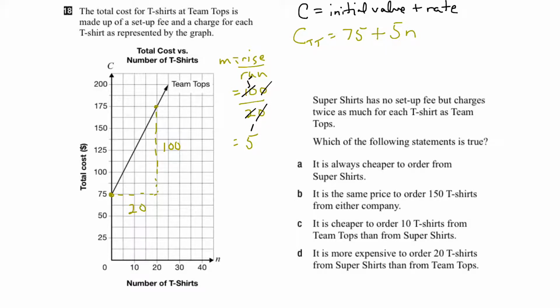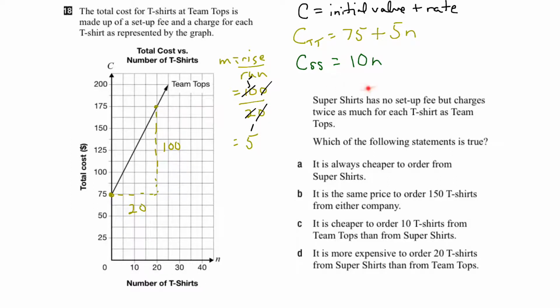Now let's figure out our cost equation for Super Shirts. Well, we're told that there's no setup fee for Super Shirts, but that the charges are twice as much for each t-shirt. So in other words, there's no initial fee, but double the cost per shirt. So this would be 10N. So we can just write that as 10N.